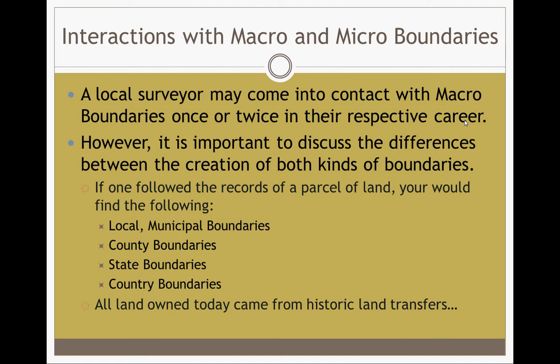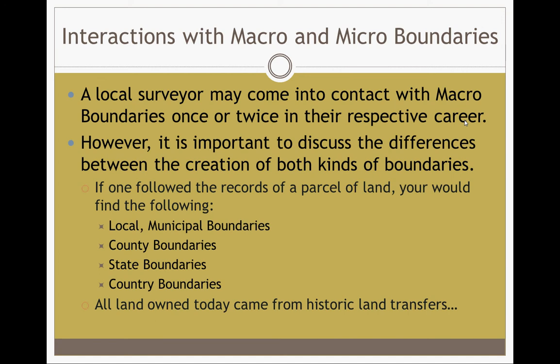If one followed the records of a parcel of land, you would find the following information. You would first of all find local information, something that was about municipalities or something that was done just between two individuals that own property. You'll also find information about county boundaries. You'll also find information about state and then country boundaries. And law comes into play at each one of these levels, and sometimes the law is different depending on the level.